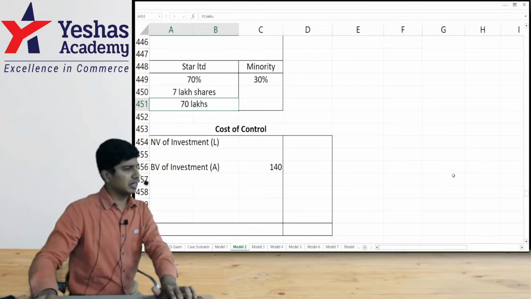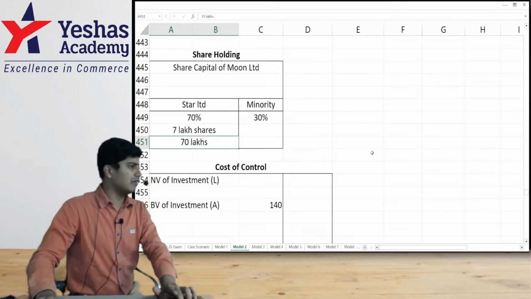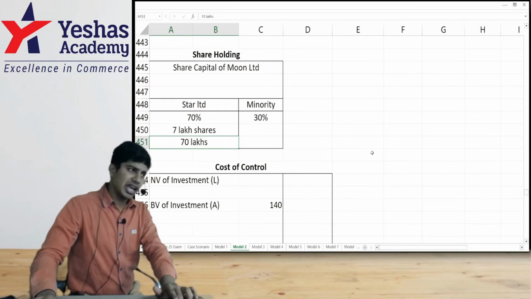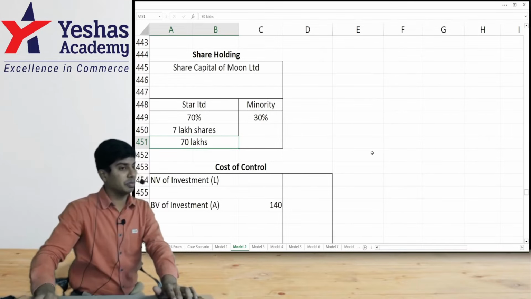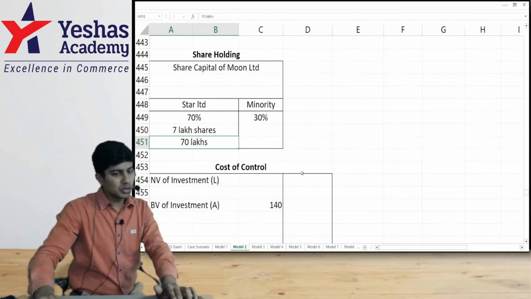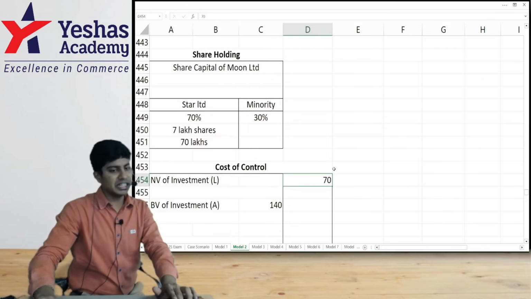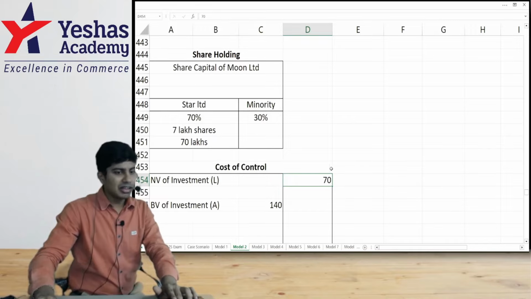That is 140 divided by 20, 7 lakh shares. Nominal value per share is 10. So can I say my nominal value of capital in the subsidiary, what I have, is 70 lakh rupees. Do you agree with me? So the nominal value of investment is 70 lakh.